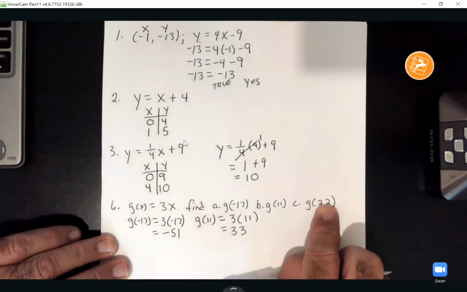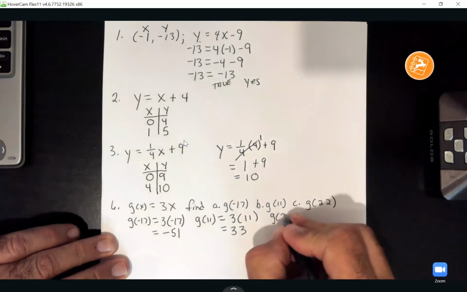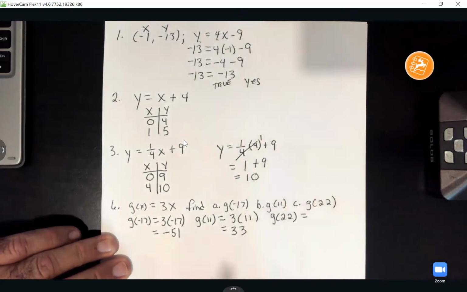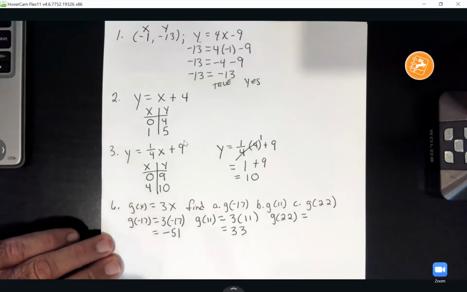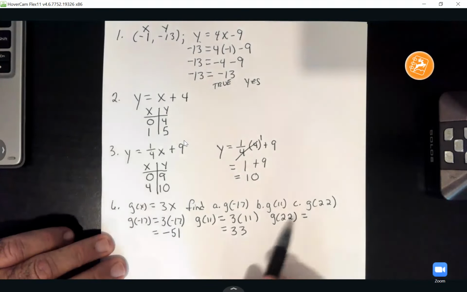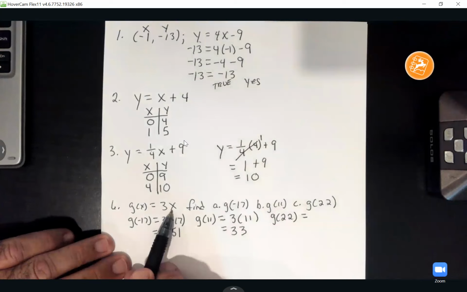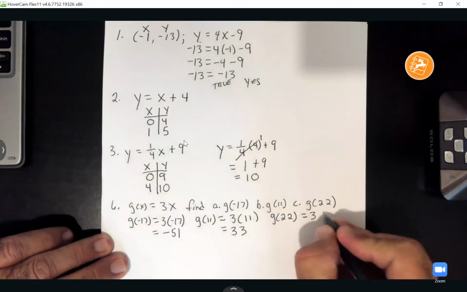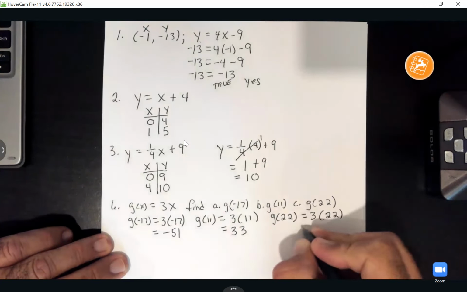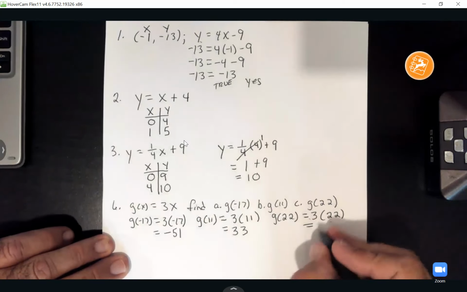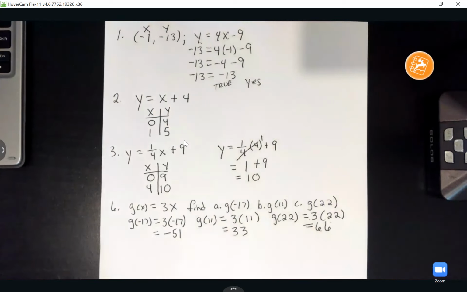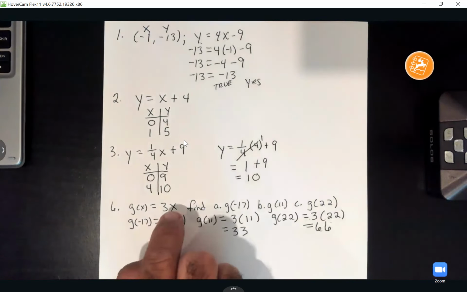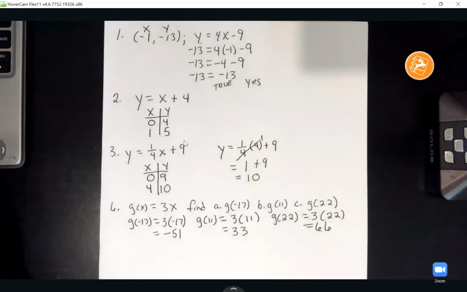And then finally, we got g of 22. So notice, the g of 22, g of 11, and g of negative 17, it's just symbolism telling us what we're putting in for the x. So this one wants me to put a 22 in for that x. So I'm going to have 3 times 22. And y'all, 3 times 22 gives us 66. So you're just plugging the 3 numbers in for the x, multiply, get your answer, and be done.